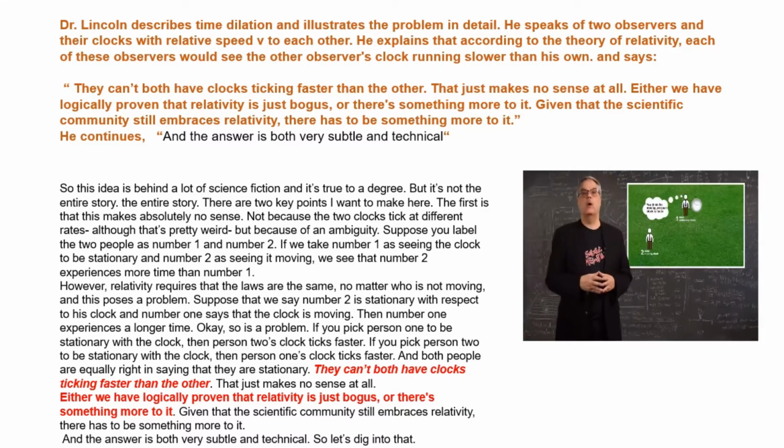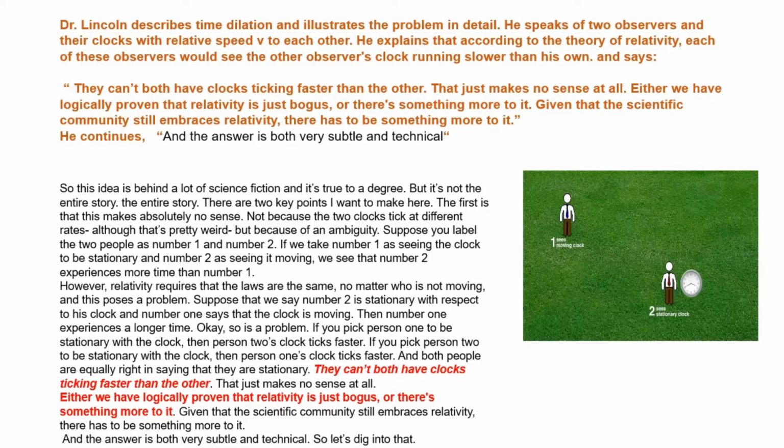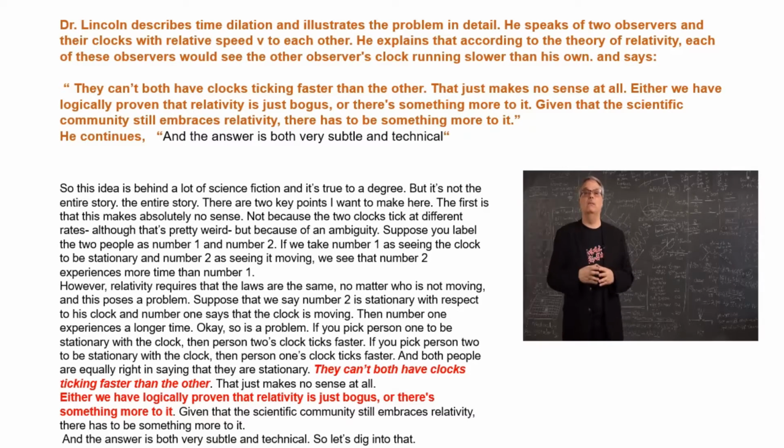However, relativity requires that the laws are the same, no matter who is not moving, and this poses a problem. Suppose that we say number 2 is stationary with respect to his clock, and number 1 says that the clock is moving. Then number 1 experiences a longer time. Okay, so this is a problem. If you pick person 1 to be stationary with a clock, then person 2's clock ticks faster. If you pick person 2 to be stationary with a clock, then person 1's clock ticks faster.